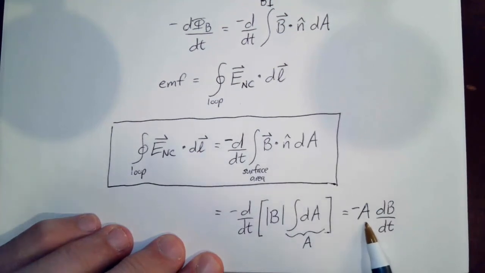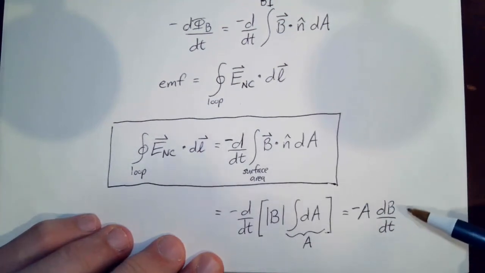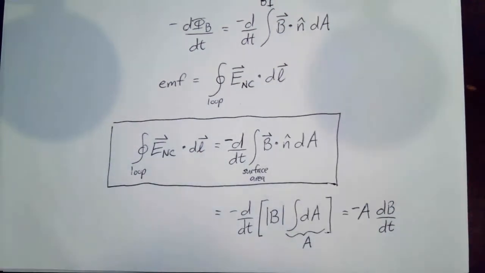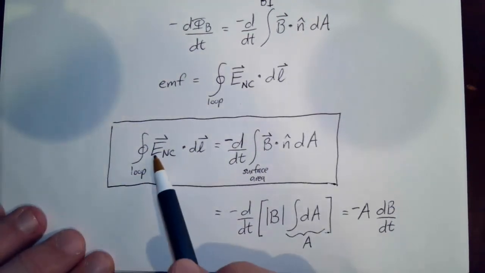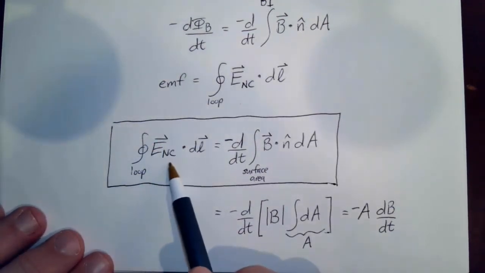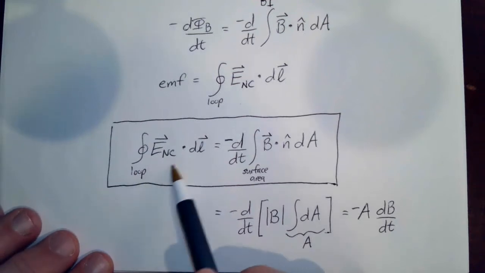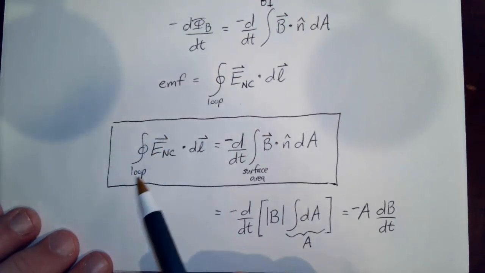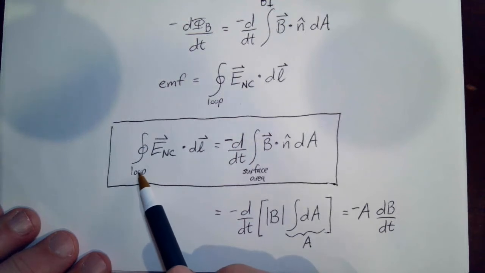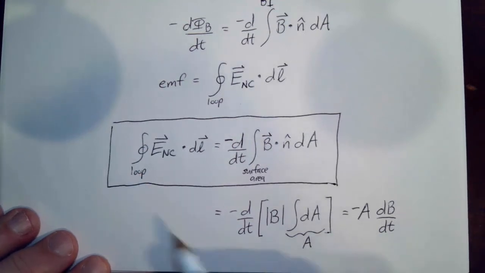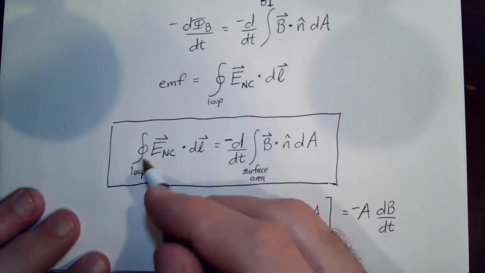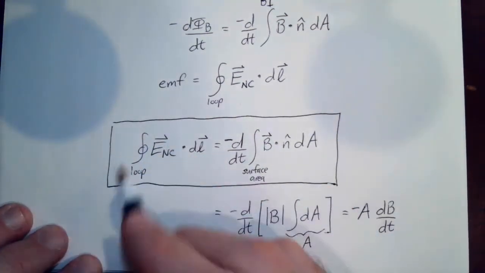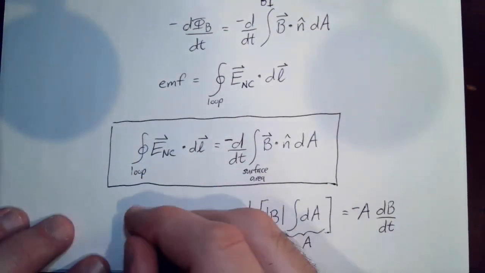Negative the area of the coil times the rate of change of the magnetic field strength. On the left-hand side, if we assume that the non-Coulomb electric field is constant everywhere around the loop, which is a reasonable assumption if the loop is a circle, because every point on the loop is the same distance from the changing magnetic flux.